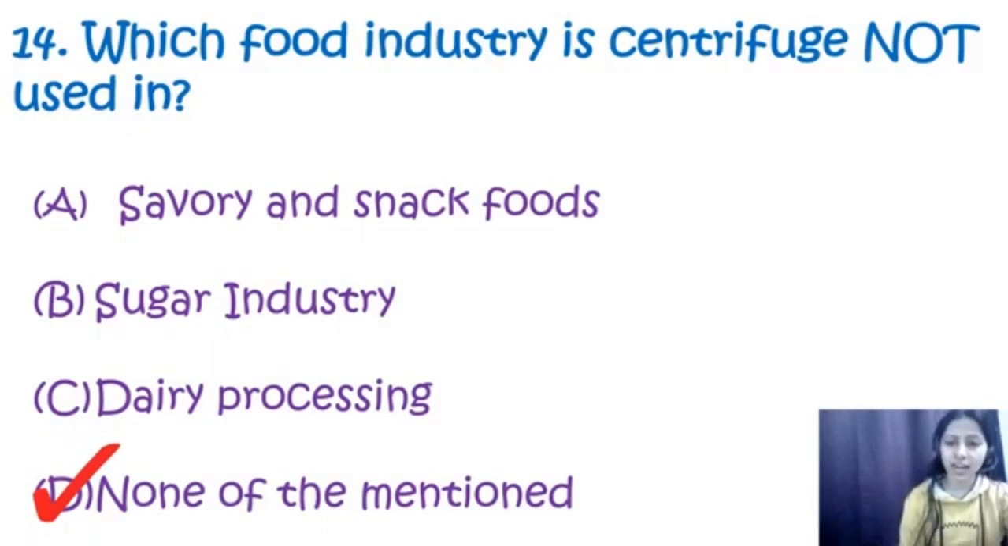Since centrifuge is widely used in food industries for various purposes, say for clarification of milk or skimming of milk, or for concentration of creams, or protein recovery in cheese making industries, for lactose or protein processings, in beverage industries, in fruit juice industries, and many more. So the correct option will be option number D, that is none of the mentioned, since there is wide use of these centrifuges in food industry.